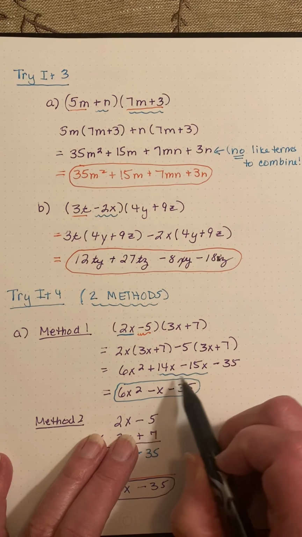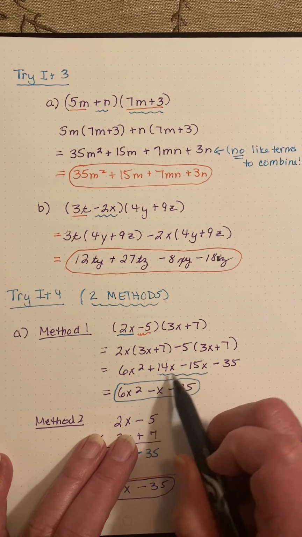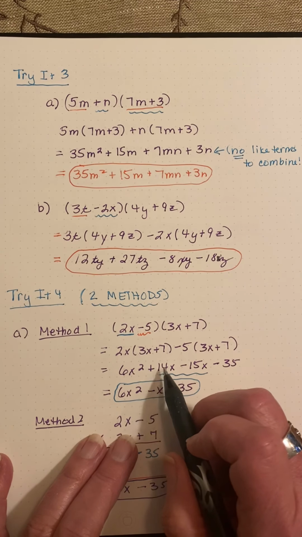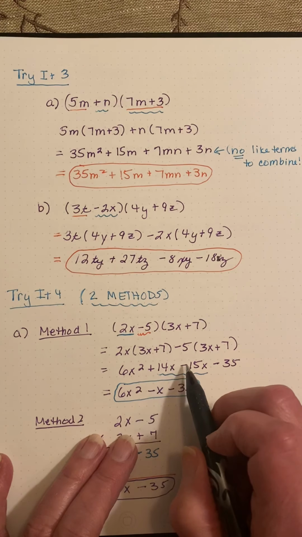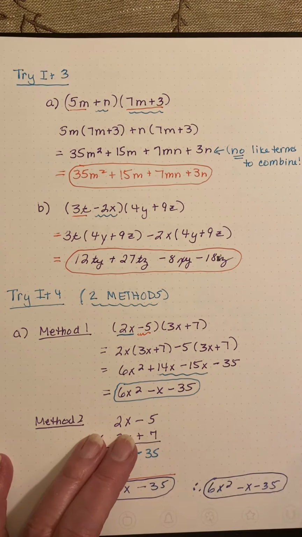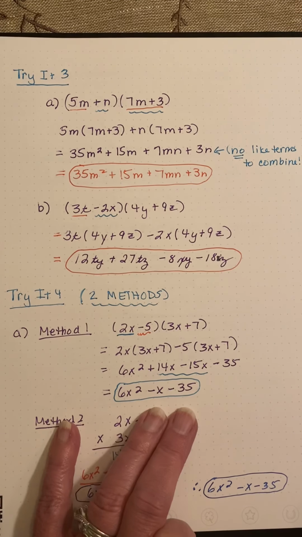Here I have a combination that I can combine. I have x's. So I keep my 6x squared, but a positive 14x and a negative 15x is a negative 1x, so I can drop the 1, so it's minus x, and then I keep my minus 35.